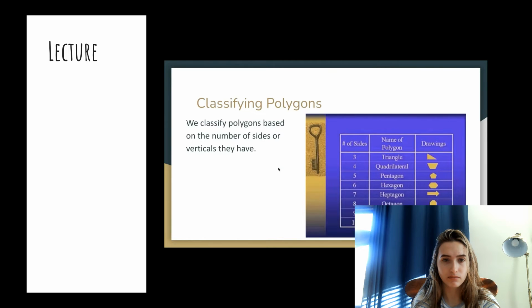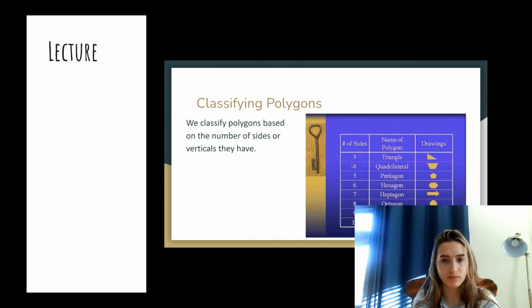So, talking about polygons, let's talk about classifying them. We classify polygons based on the number of sides or vertices they have. So we all know what a triangle is. It is a polygon. It has 3 sides, and this is what it looks like.